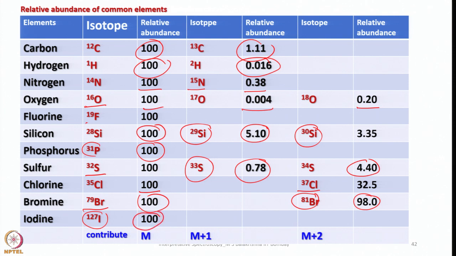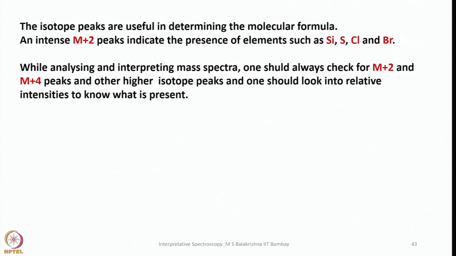So the contribution from this one is M, and contribution from this one is M plus 1, and contribution from this one would be M plus 2. So this clearly shows why we see, apart from M, we will see M plus 1 peaks, and in some cases, we also see M plus 2 peaks because of the different type of isotopes in different abundance present in the sample. So the isotope peaks are useful in determining the molecular formula.